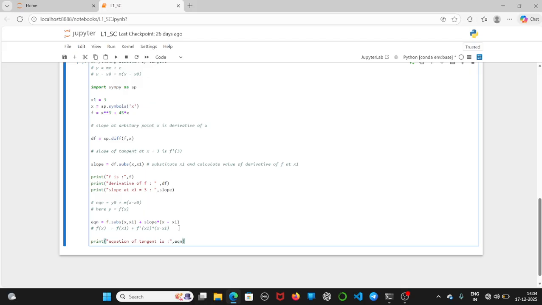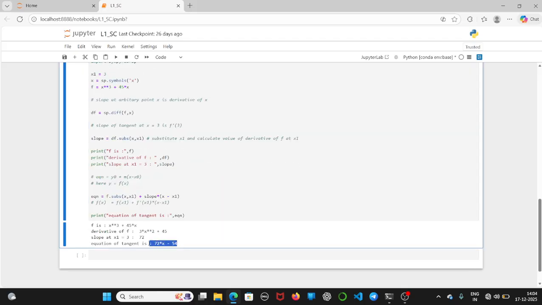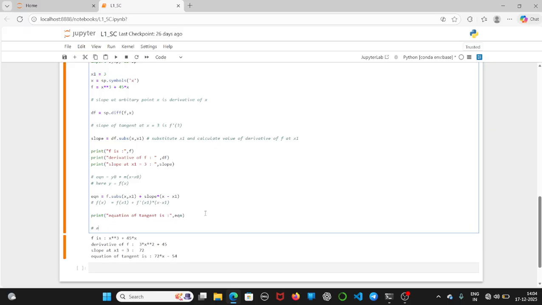I'm going to write here equation, is the variable, right? If I run this, so this is the equation. What it means is that 72 into x minus 54. The equation of tangent is y is equal to 72 into x minus 54. Now when I said here y, we know that the left hand side is f of x. Here f of x means the tangent, right? Y is the tangent, not this f, right? Okay.